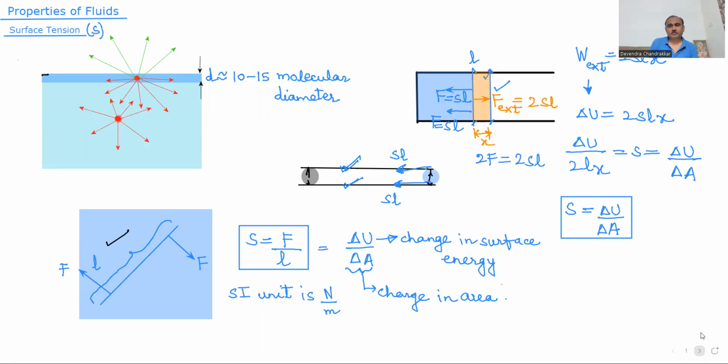Now, we have done till the pressure difference inside and outside the water drop. Let me do an example here. It's a very simple example. A water drop of radius R and surface tension S is broken into 8 water droplets of radius small r.